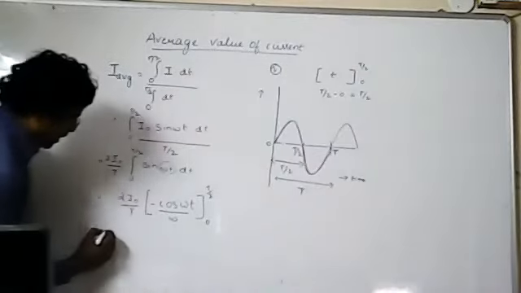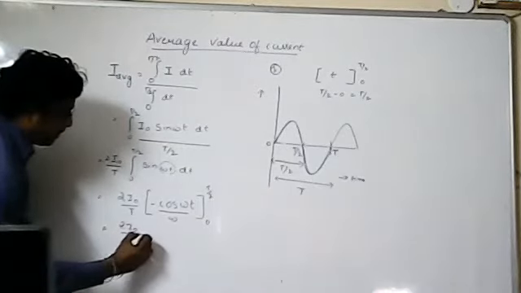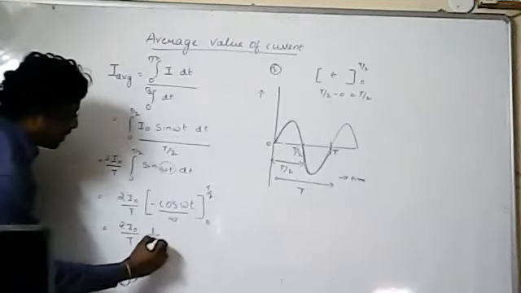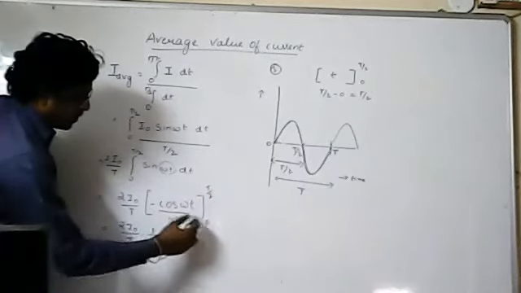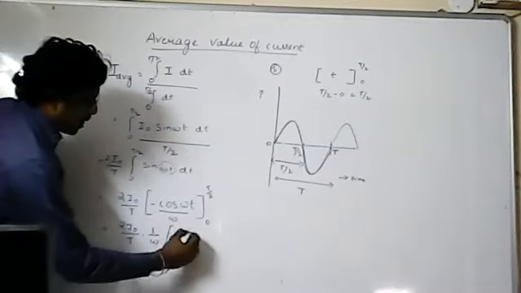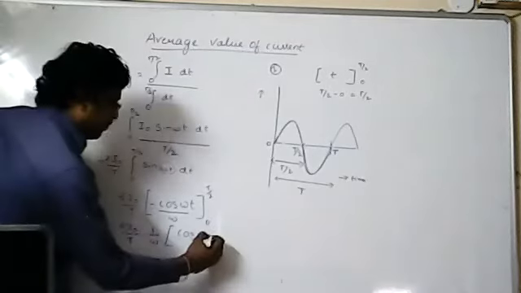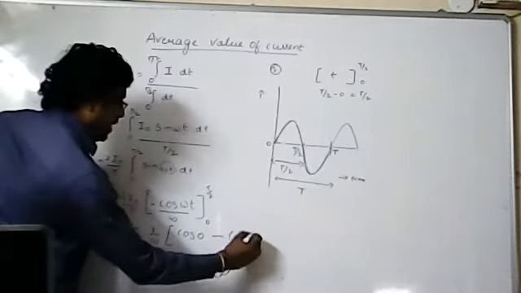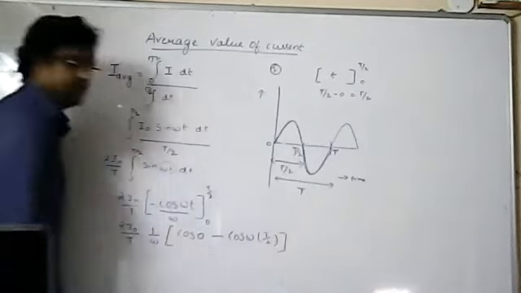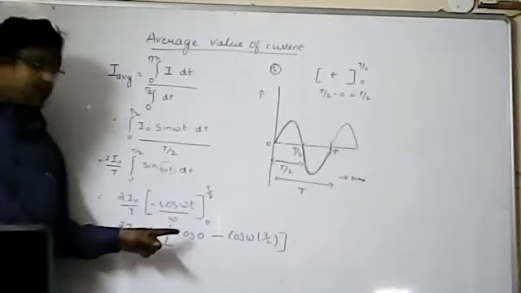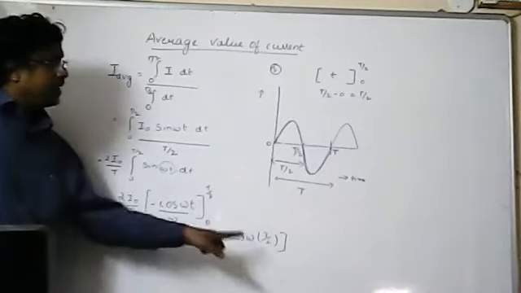Now 2 I naught by pi T into 1 by omega. Substitute lower limit minus upper limit. Omega I am taking here. Cos, if I substitute 0 in the place of t, this becomes cos 0 minus cos omega t. What is t? Actually, it is upper limit minus lower limit, but what sign do you have? Minus. So that is why I am making it lower limit minus upper.